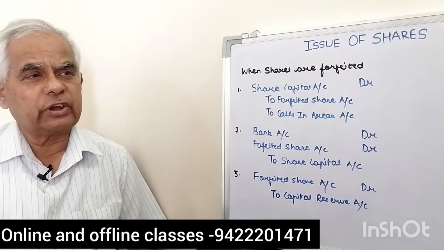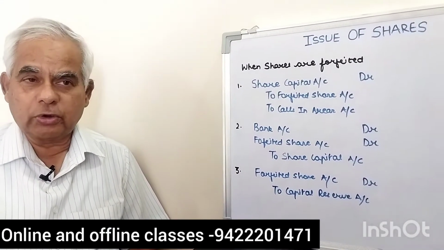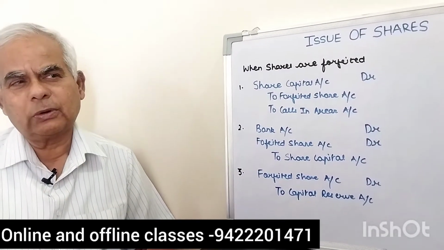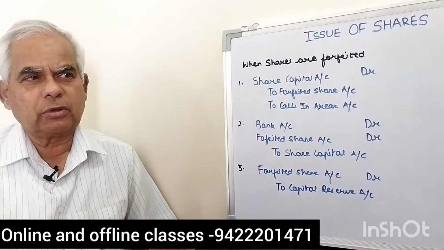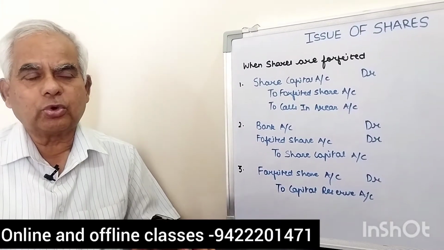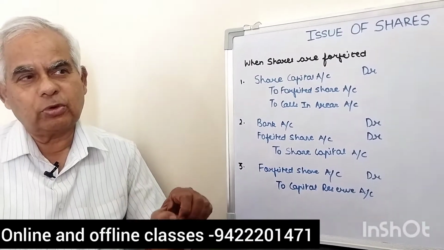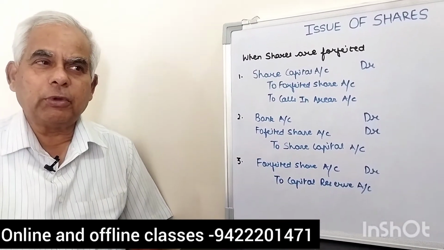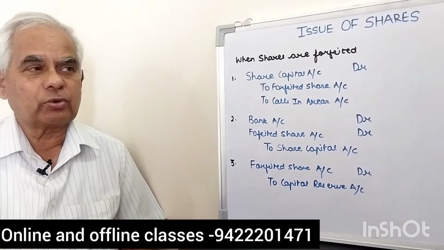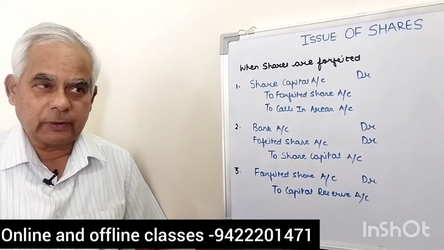Remember that call scenario. The company gives one more chance to the shareholder. Say that Mr. X holding 500 shares could not pay the first and final call. One reminder is sent: Mr. X, 500 shares allotted to you, you could not pay the first and final call. Please pay the amount on or before a fixed date. Before that, if that person pays the amount, well and good. If that person could not pay the amount, then that shareholder is no longer a shareholder of the company.